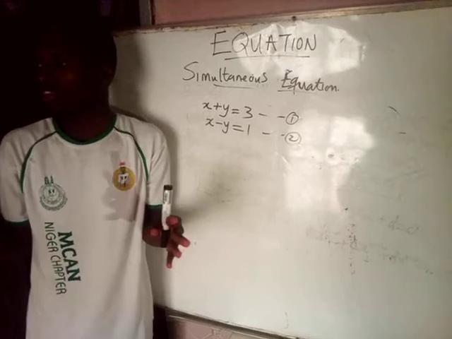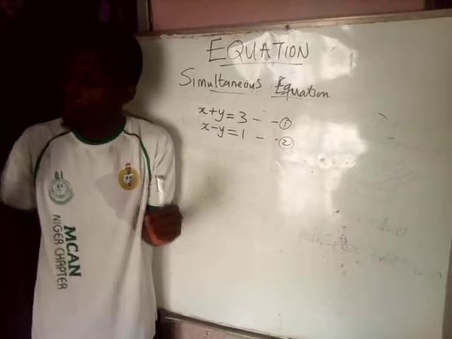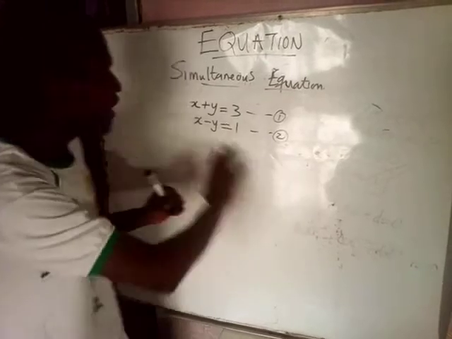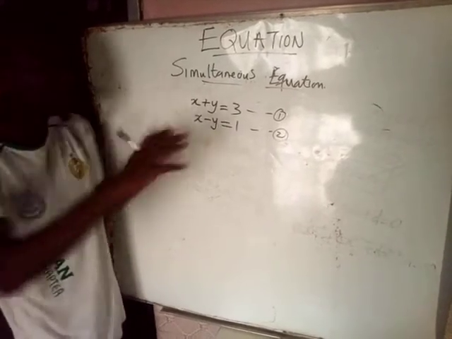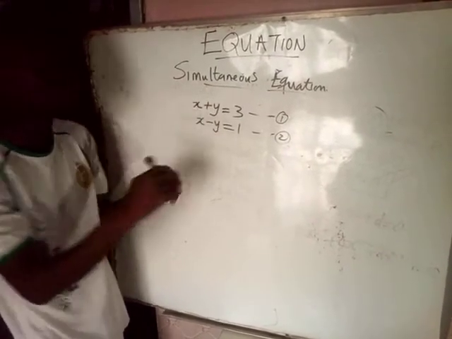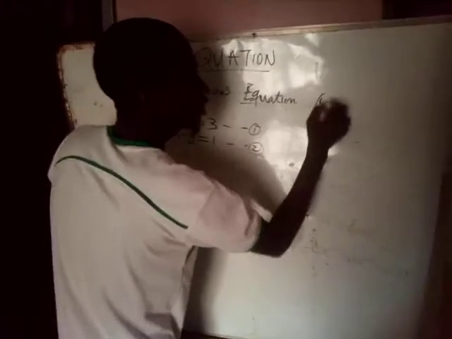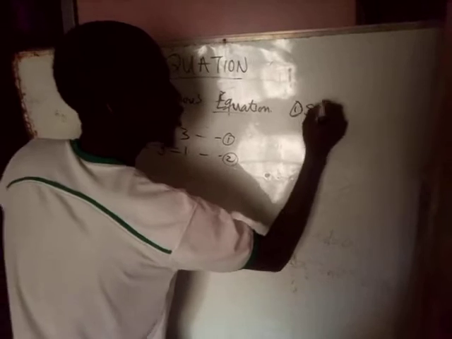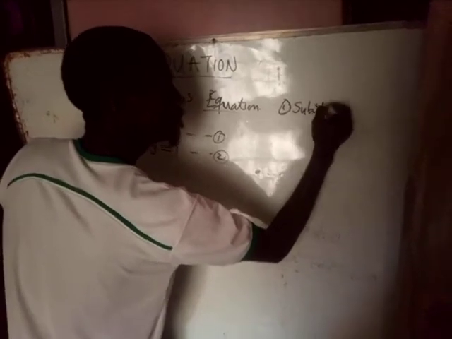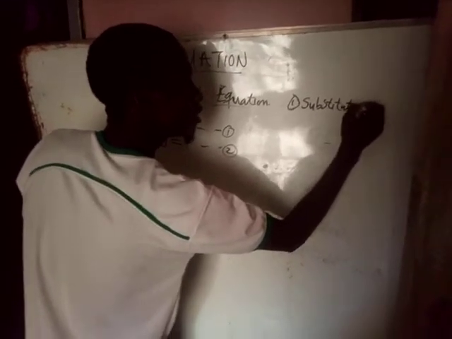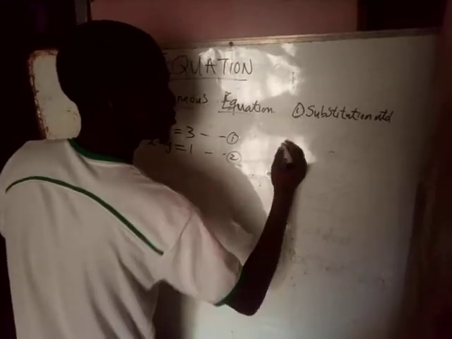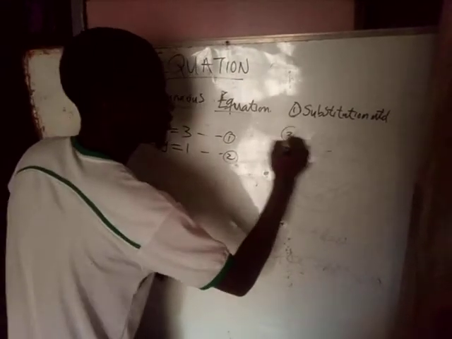How do we solve simultaneous equations? We have 4 major ways of solving simultaneous equations. I'm going to list them here. The first one we call the substitution method. What did I call it? Substitution method.